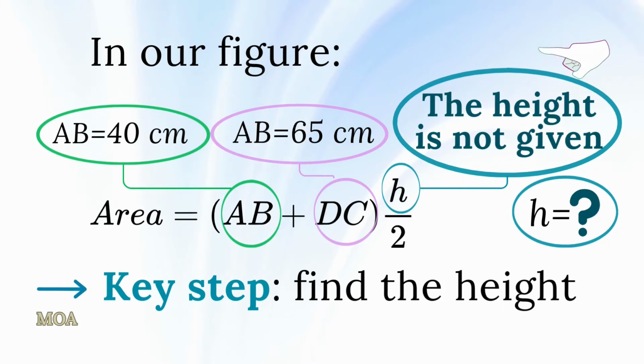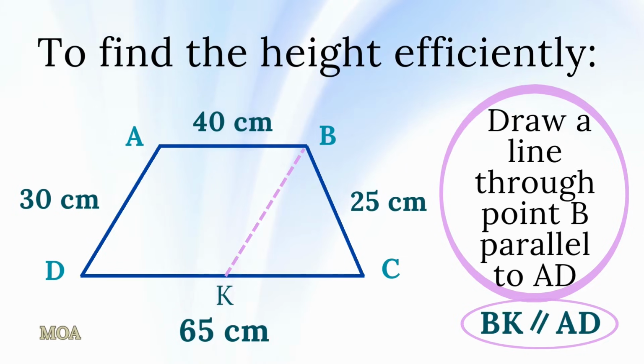We know the lengths of the two bases, AB and DC, but the height, h, is not given. This is the key step, so let us find the height. To avoid using perpendicular projections and the Pythagorean theorem, which would lead to quadratic equations and a lengthy solution, we apply a clever geometric construction. To find the height efficiently, draw a line through point B parallel to side AD. This line intersects base DC at point K.